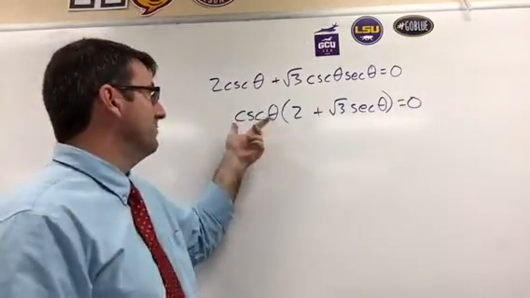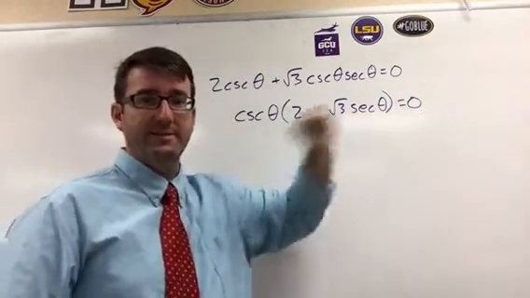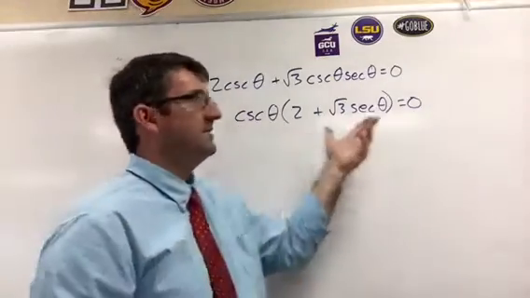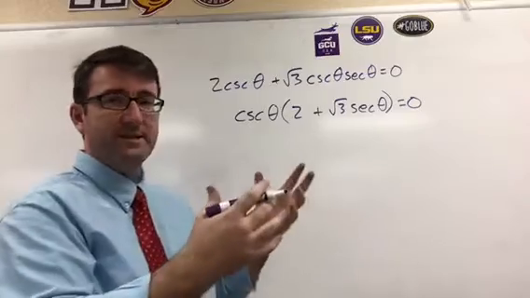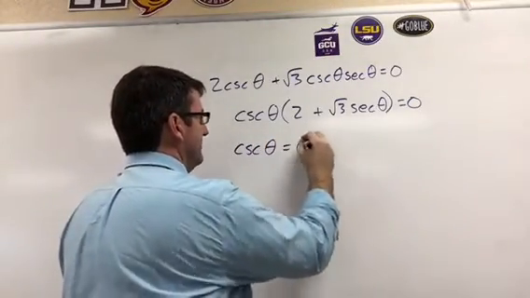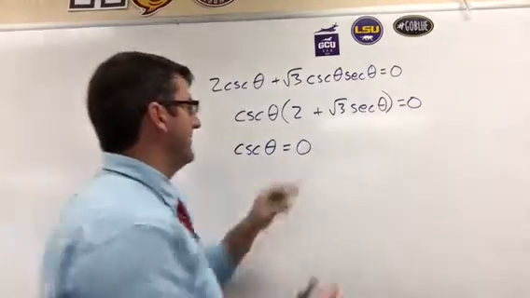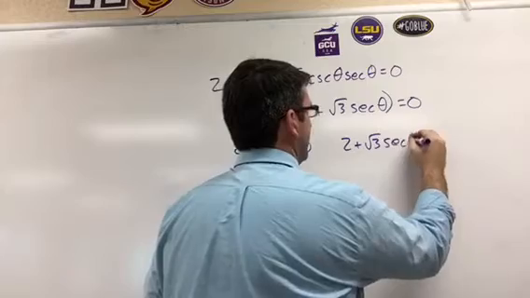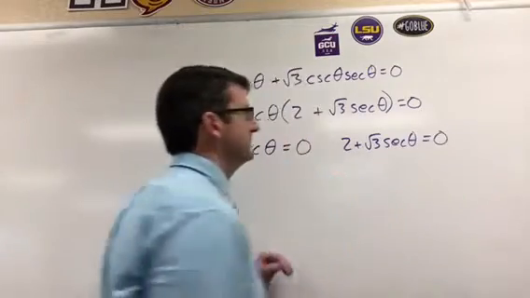So now we're multiplying two things together and getting 0. So the zero product property tells us that one of these two things has to be 0. So we can set them to 0 separately. So we get cosecant theta equals 0. And over here we have 2 plus square root of 3 secant theta equals 0.